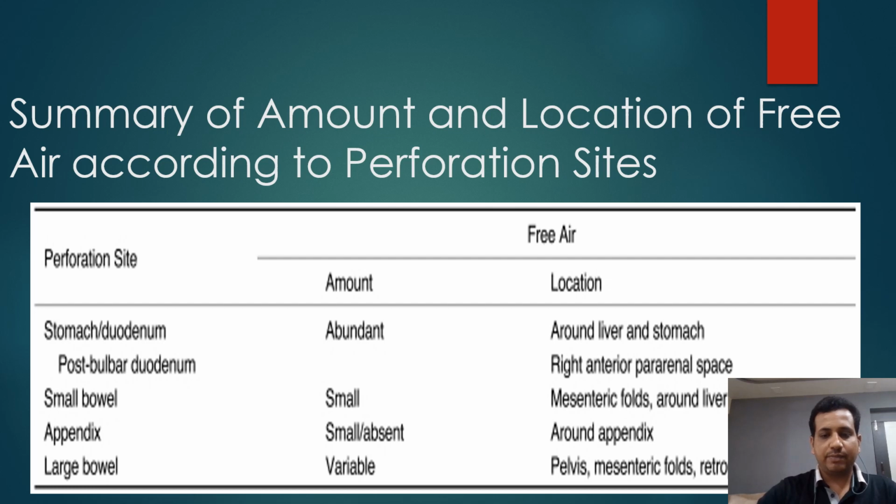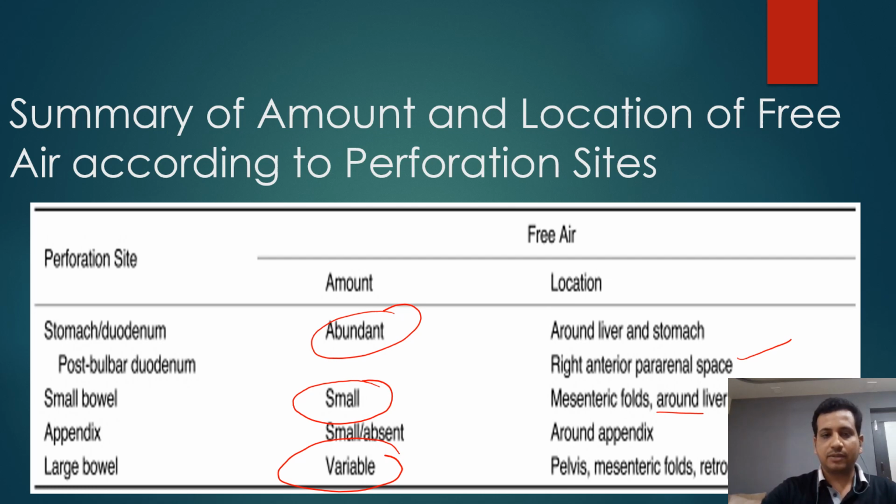Next, this is a brief table that will give a clue to the perforation site. For example, as you can see, in stomach or duodenal perforation, the amount of free gas will be abundant, and it is mainly seen around the liver and stomach and right anterior pararenal space. Okay. In small bowel perforation, the amount of free gas will be less, and it is seen in mesenteric folds and around the liver. Okay. And in appendicular perforation, the free gas will be very small or absent and is seen around the appendix. In large bowel perforation, the amount of free gas is variable and is seen in the pelvis, mesenteric folds, and in the retroperitoneum.